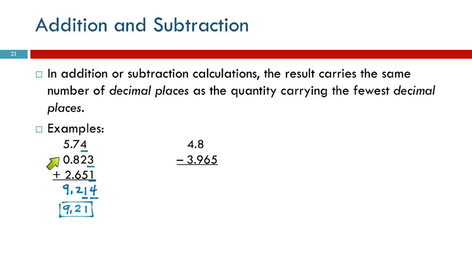We can also think about it by counting decimal places. Decimal places generally refers to how many digits after the decimal point, right? So how many decimal places does 5.74 have?